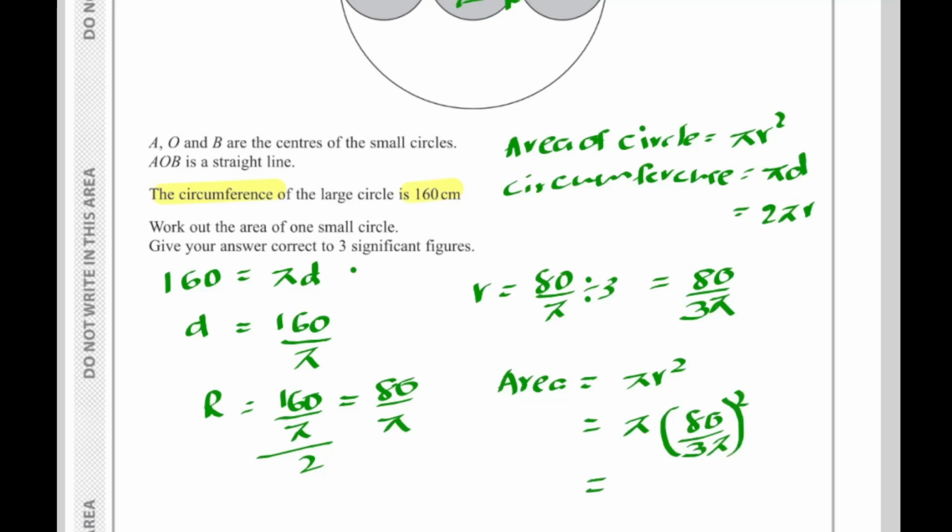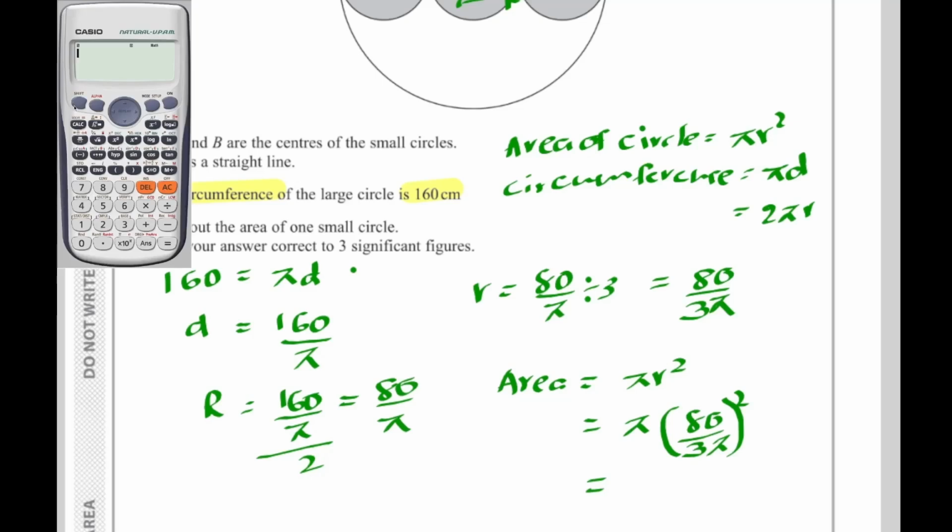Now let's use the calculator and plug in the values. Pi into brackets 80 over 3 pi, close the bracket, raised to the power of 2. What's the answer? 226.35.